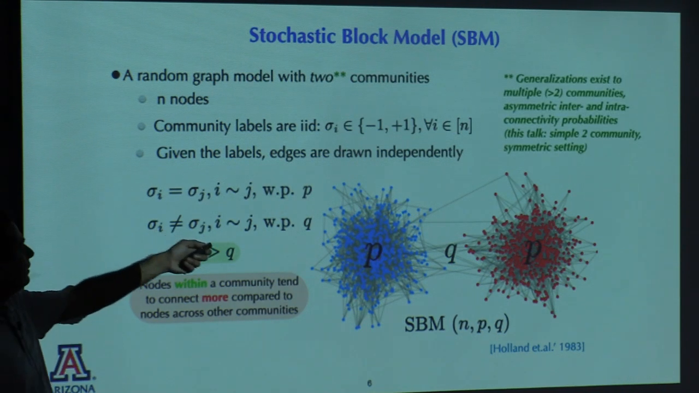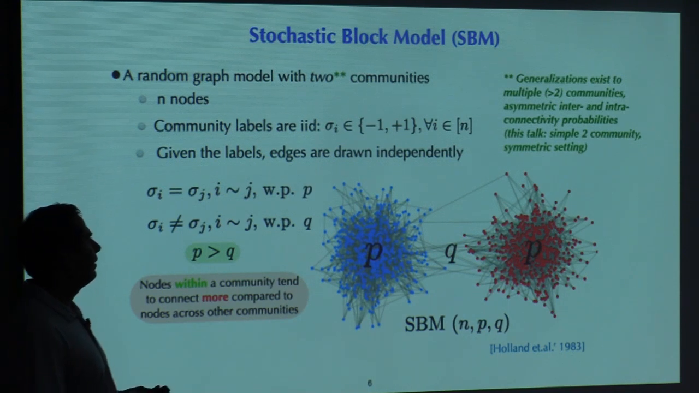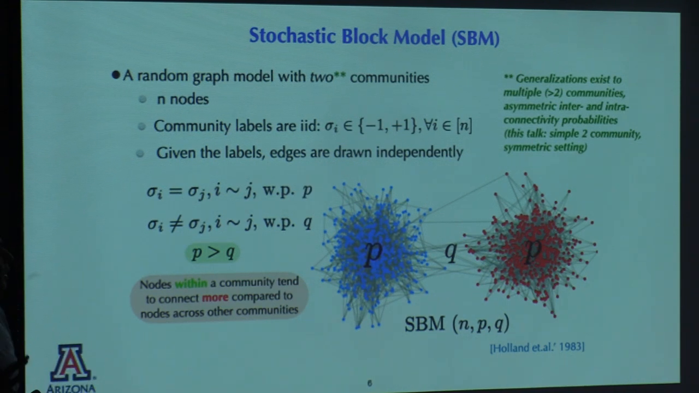So as I said, generalization exists to not just two communities, but multiple communities. You could have asymmetric inter and intra-community probabilities and so on. So all those generalizations exist in computation.